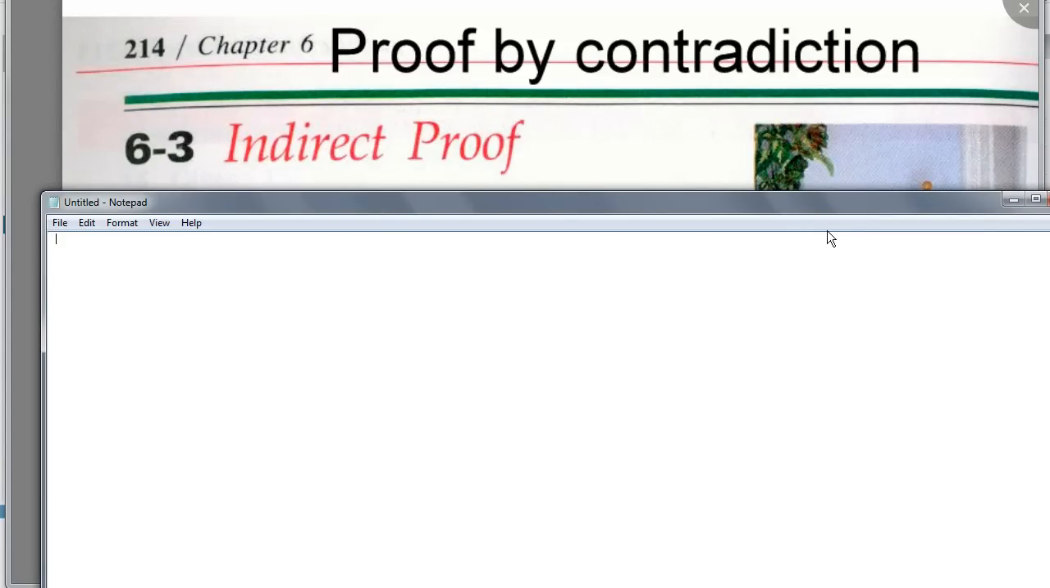Today we're going to learn proof by contradiction. Another name for that is called indirect proof. You will learn why it's called proof by contradiction in a minute, but let's talk about what this is first.